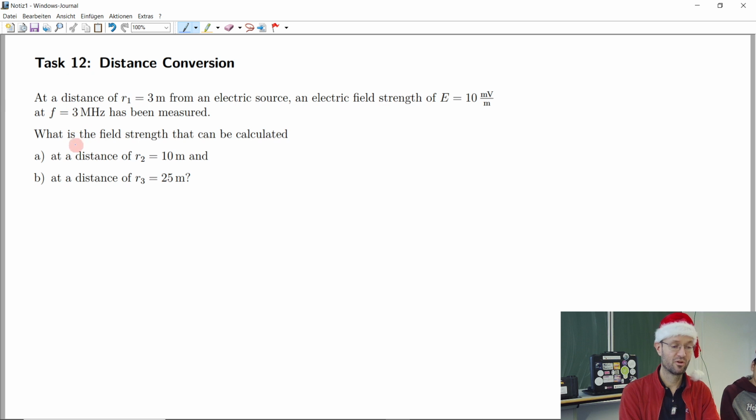And so now what is searched for is what is the field at the distance of 10 meters. And this distance is called R2, and what is the electric field strength at the distance of 25 meters. And so what is the practical purpose of such tasks? Why is such distance conversion meaningful, necessary, important? Do you have an idea?